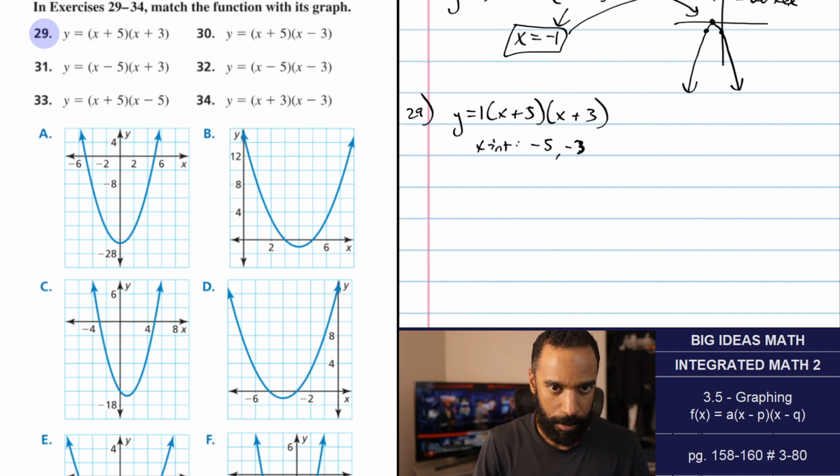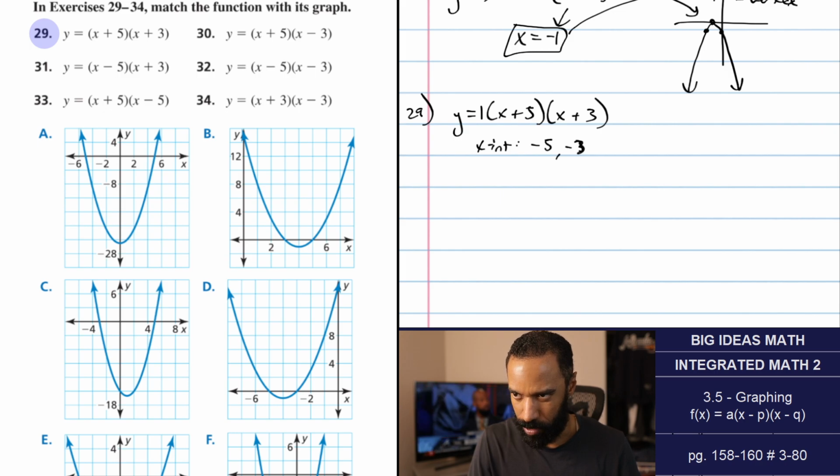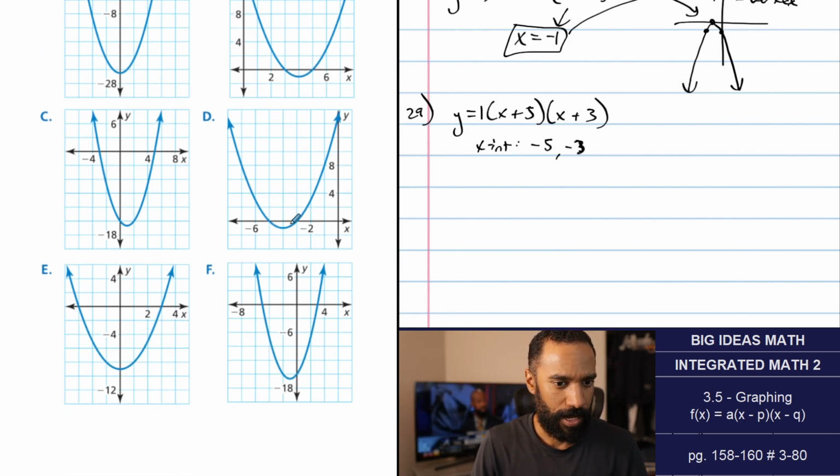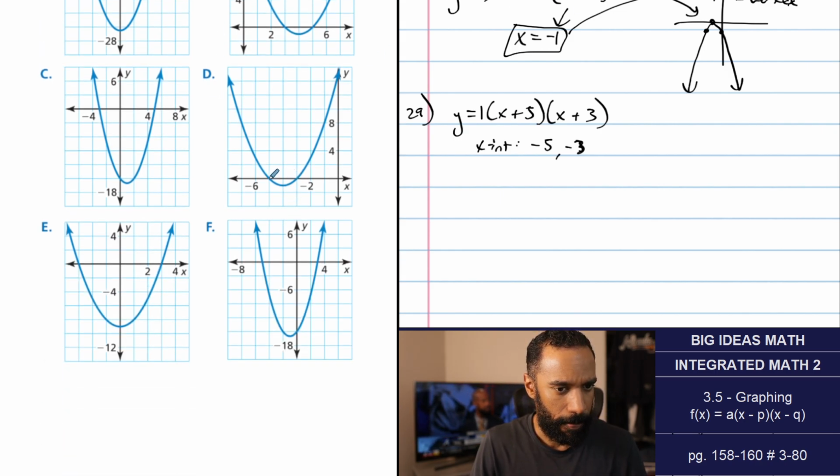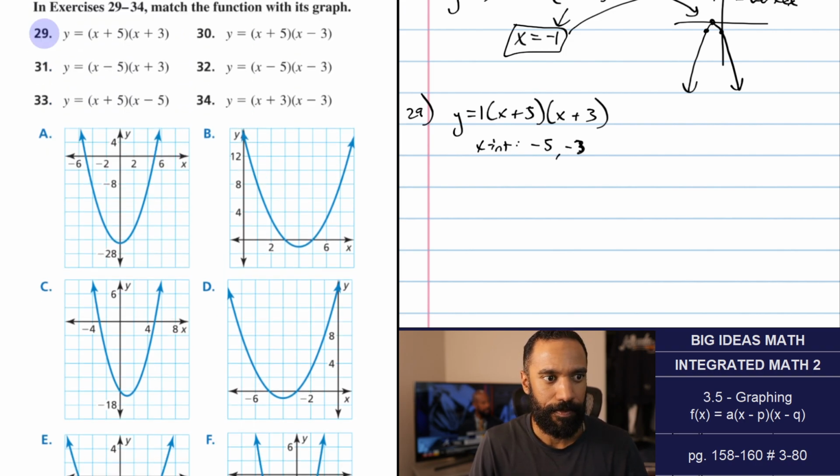We can get other points with that, but where do we hit negative 5 and negative 3? Yeah. I think right here, right? Negative 5, negative 3. I'm going to take that stretch of 1 as it is. At least it's positive, so it looks like it's going to be D. So graph D works out for 29.